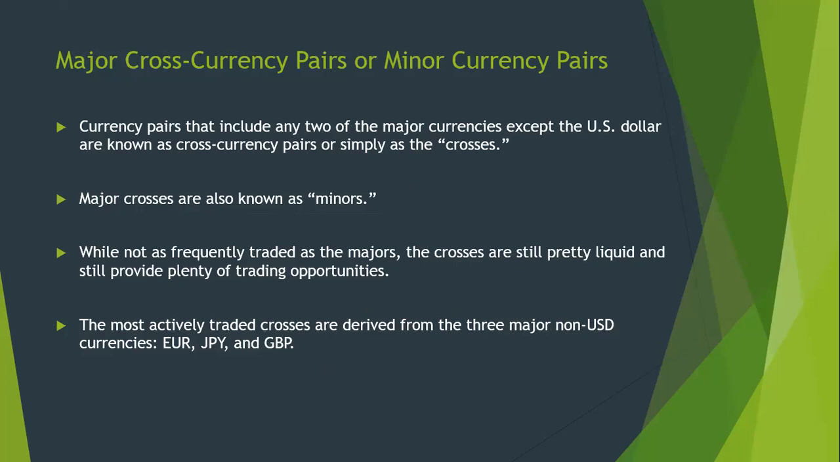The minor currency pairs include any two of the major currencies except USD, and are known as the cross pairs or simply the crosses. Major crosses are also known as minors. While not as frequently traded as the majors, the crosses are still pretty liquid and still provide plenty of trading opportunity. So if we don't use the majors, we can also trade minors, which provide a lot of opportunity in this market. The most actively traded crosses are derived from the 3 major non-USD currencies, which are euro, JPY, and pound.